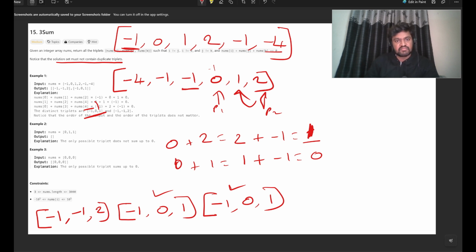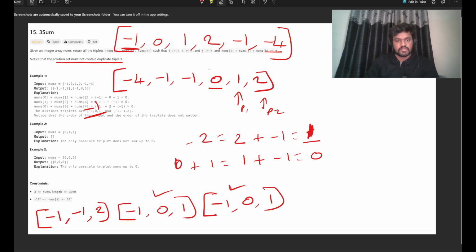Static value is -1, the previous value is -1, and the current value is also -1. Still there is a lot of chance to get the same value again, right? So we need to prevent it. When there is the same number after and after, then you can skip it. So while skipping it, you can just go forward. Don't take this as a static value now, take this, and P1 is here, P2 is here.